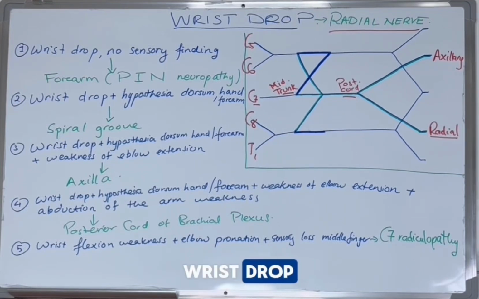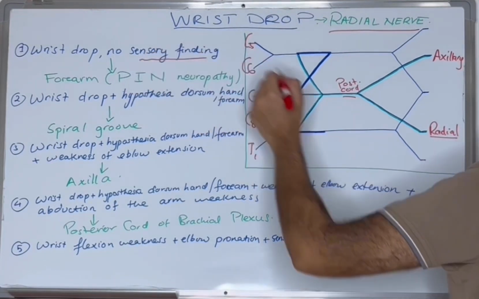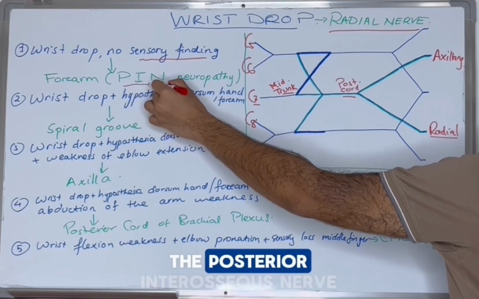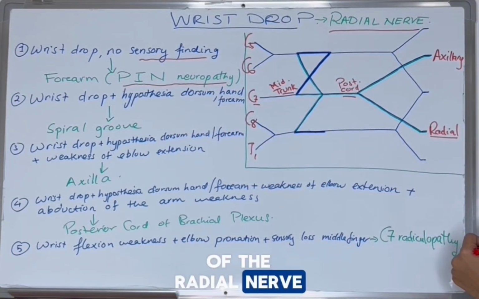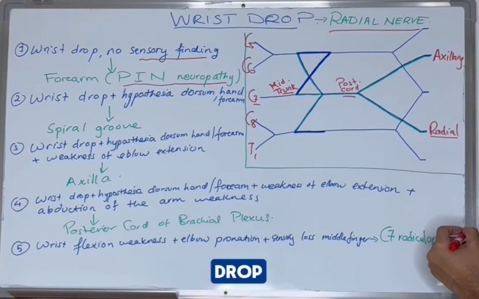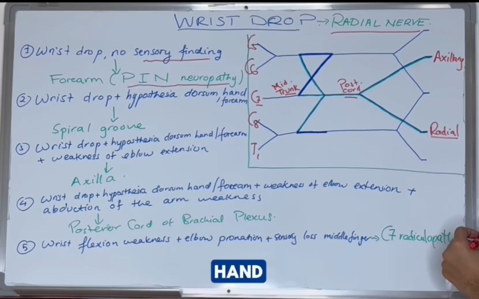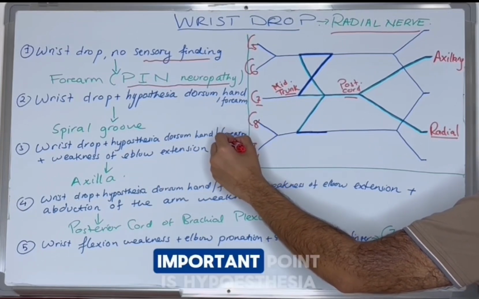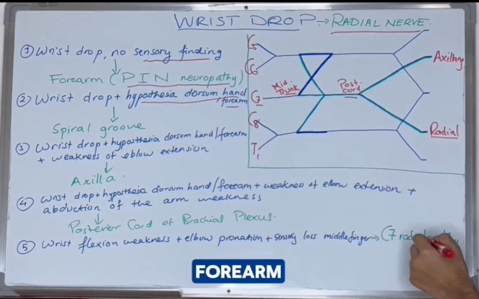If you have a wrist drop or a finger drop with intact sensation, that means the lesion is in the forearm, and therefore the posterior interosseous nerve is involved. This is a branch of the radial nerve which is found in the forearm. If you have wrist drop and sensory loss over the dorsum of the hand, therefore the lesion is in the spiral groove. So over here the important point is hypoesthesia on the dorsum of the hand and the forearm.